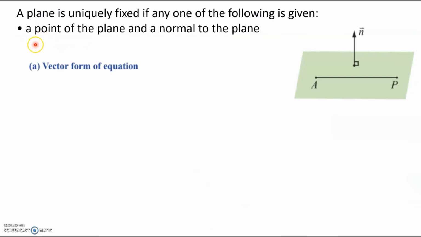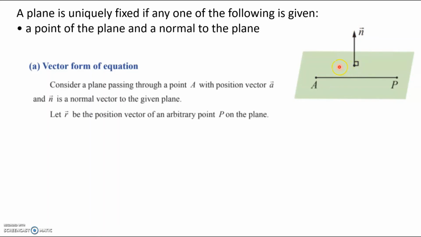So the second scenario that we would look at to form the equation of a plane is when we're given a point of the plane and a normal to the plane. Let's remember, in the first condition, we had the normal to the plane, but we had the distance of the plane from the origin. But here you're given a point of the plane and a normal to the plane. So here we are given the point A and the normal to the plane. When you're given that, what would be your equation?